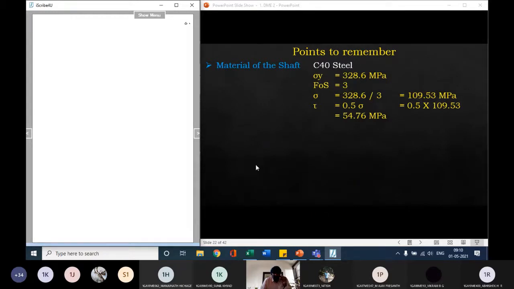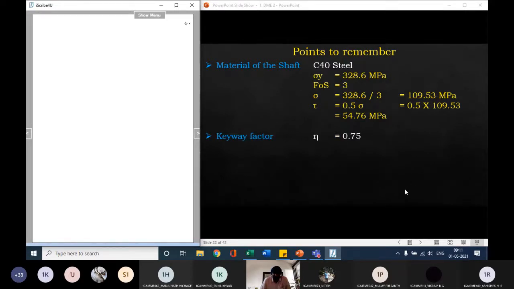The material has to be considered as C40 steel. Usually you have different C30 steel also they will be considering, but we'll be trying to consider C40 steel with sigma Y yield stress as 328.6 megapascals and factor of safety 3, which we have already discussed. So the shear stress tau S for the shaft will be 54.76 megapascals. This is the first thing which you need to remember.